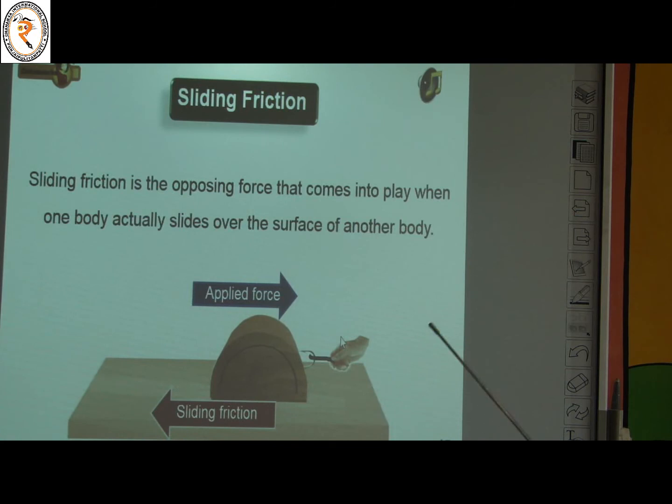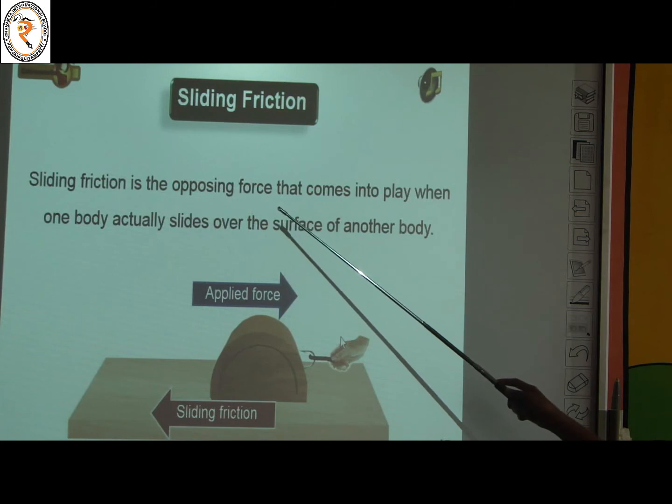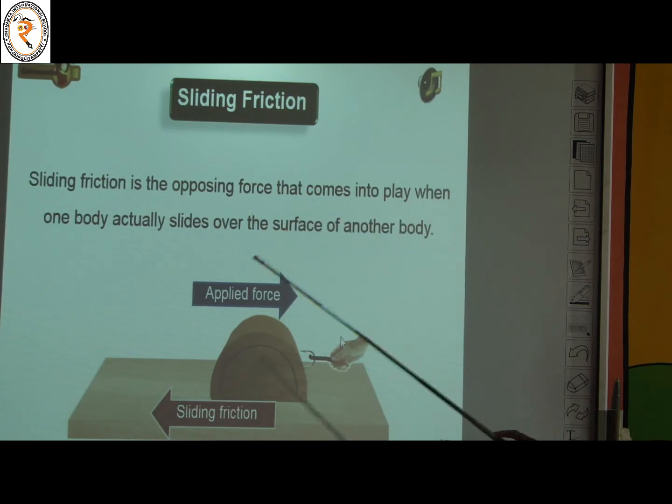We already know that kinetic friction is divided into two: one is sliding friction and the other is rolling friction. What is called sliding friction? Sliding friction is the opposing force that comes into play when one body slides over the surface of another body. So this is an example of sliding friction.